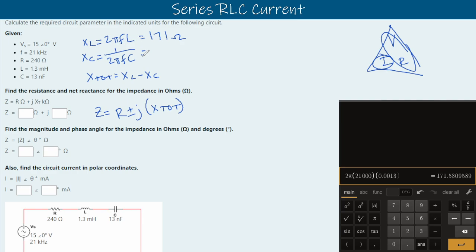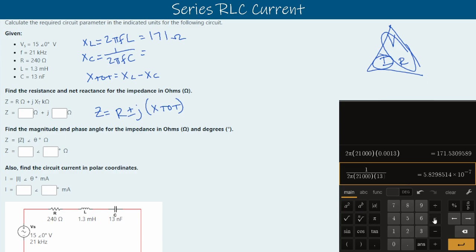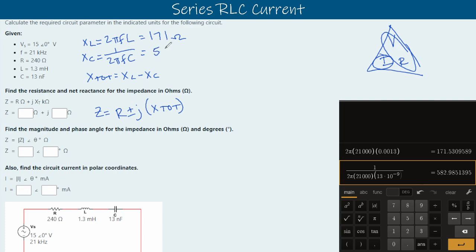We'll do the next one, our XC. We'll go 1 over 2 pi times 21,000 times our capacitor value. Capacitors are usually pretty small, that nanofarad, so I don't want to put all those zeros in. So I'm going to put in scientific notation, 13 times 10 to the, and nano is 9, so negative 9. That gives us an XC value of 582. We can round that up to 583. So back up on there, 583 ohms.